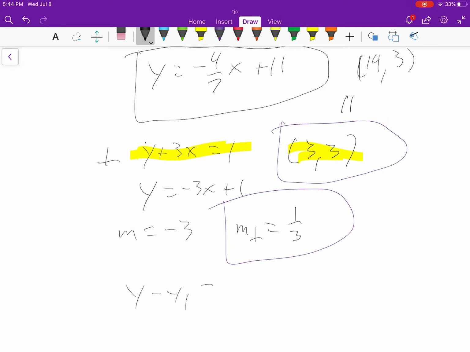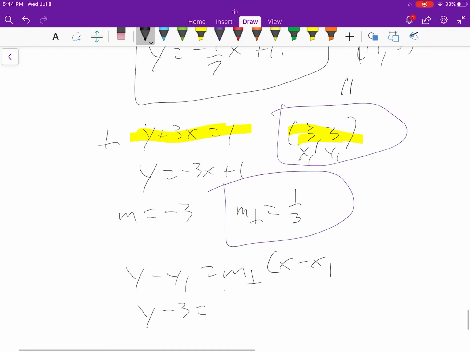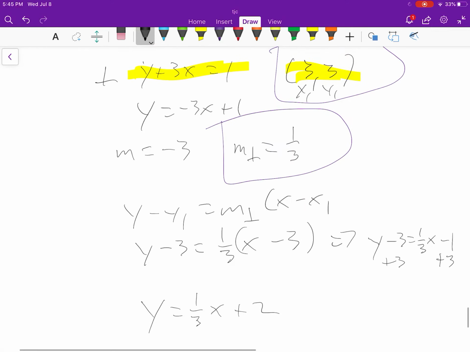So you're going to have y minus y1 equals m perpendicular times x minus x1. Here's x1, here's y1. Plug them in. Y minus 3 equals 1/3 times x minus 3 in parentheses. When you work it out, you're going to end up with y minus 3 equals 1/3 x minus 1. Add 3 to both sides. And your final equation is y equals 1/3 x plus 2. So this is an equation of a line that is perpendicular to the original line but travels through the point 3,3. Okay? And we're done.